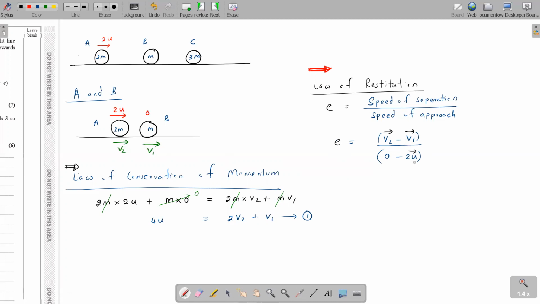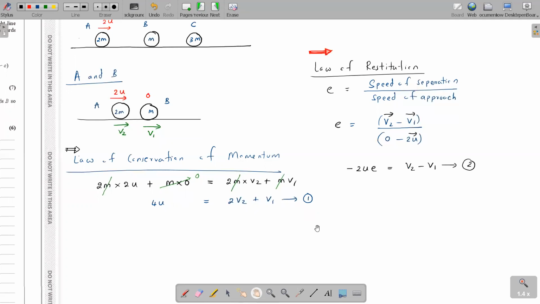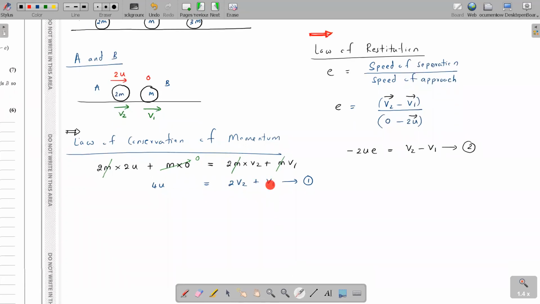So I get here minus 2u times e equals V2 minus V1. So this is my second equation. Now it's time to solve things simultaneously. I'll add the two equations because I can see plus V1 and minus V1 will cancel. So I'll add 1 and 2. When I add, I get here 4u, adding with minus 2ue, and 2V2 plus V1 from equation 1, adding with V2 minus V1 from equation 2.